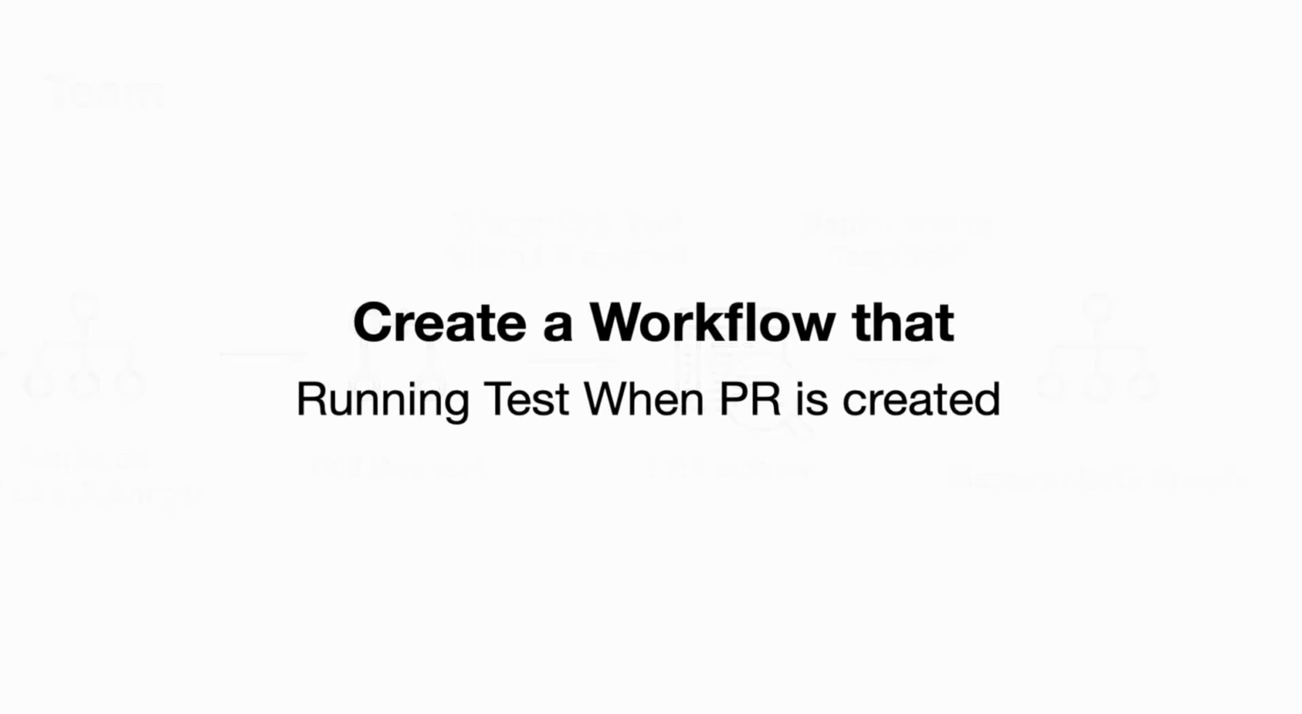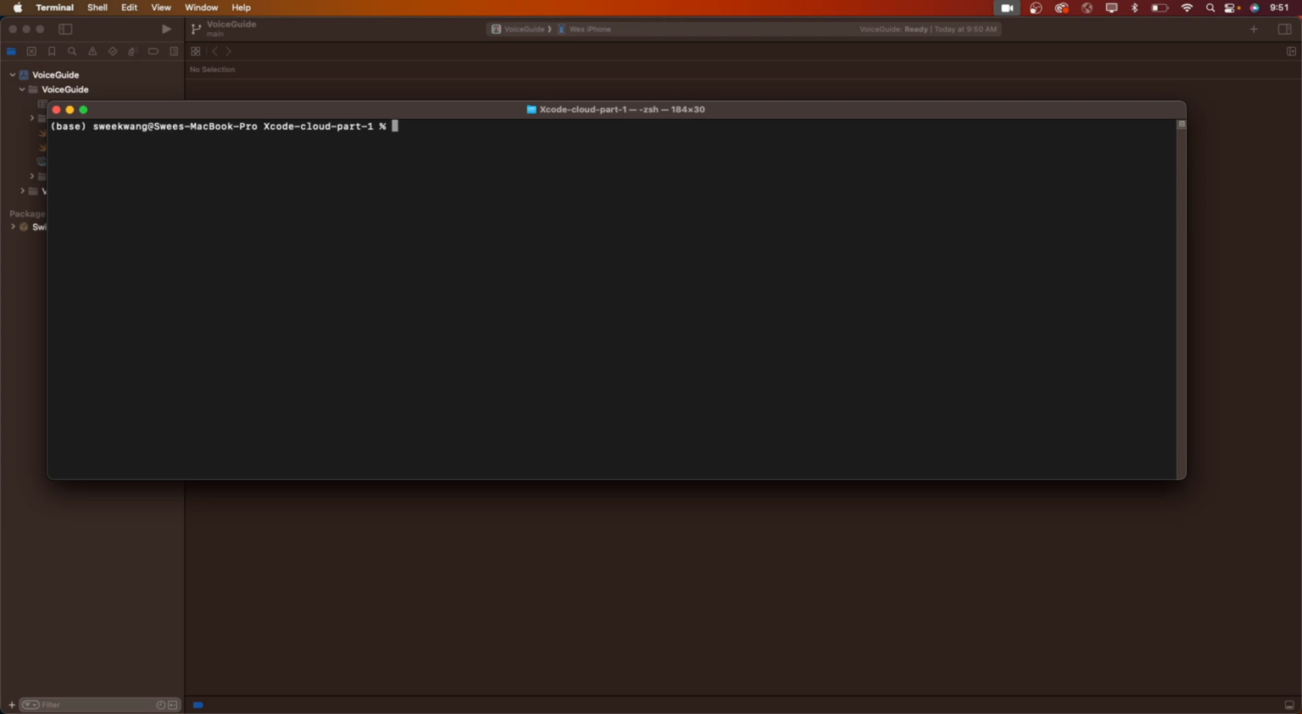Let's begin by creating a workflow that runs tests when the PR is created. You can start by using the provided starter project. The link is provided below. In the project, we are currently at the main branch. Let's create a new branch called Feature 2. Check out Feature 2.